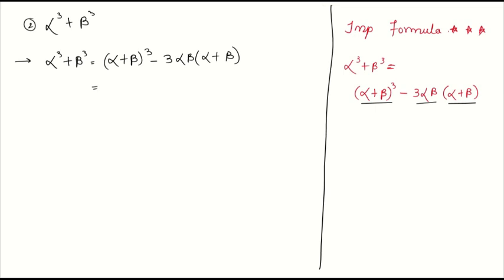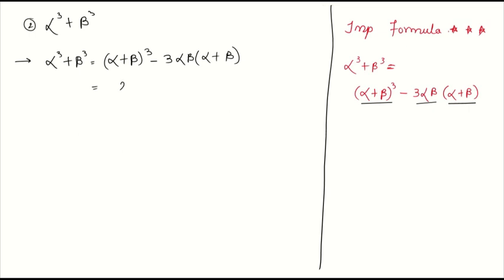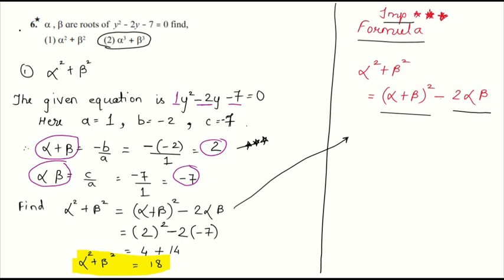So substituting the values, we already have the value of alpha plus beta. Alpha plus beta is 2, from here. I will mark this with 3 stars. Alpha plus beta is 2. 2 cube minus 3 into alpha into beta. What is the value of alpha into beta? From here it is minus 7.